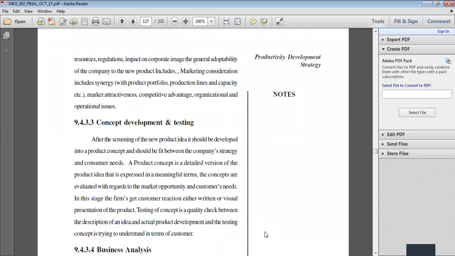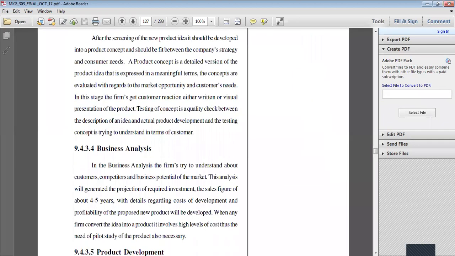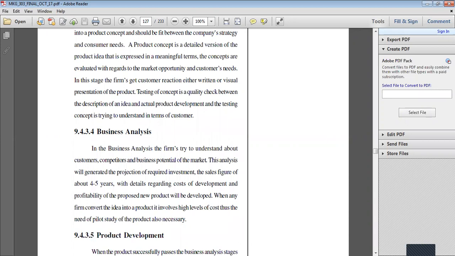Next, see the concept development and testing. A product concept is a detailed version of the product idea expressed in meaningful terms. The concepts are evaluated with regard to market opportunity and customers' needs. Business analysis is where firms try to understand customers, competitors, and business potential in the market. This analysis will generate projections of required investment, sales figures for about 4-5 years, with details regarding cost of development and probability of the proposed new product being developed.